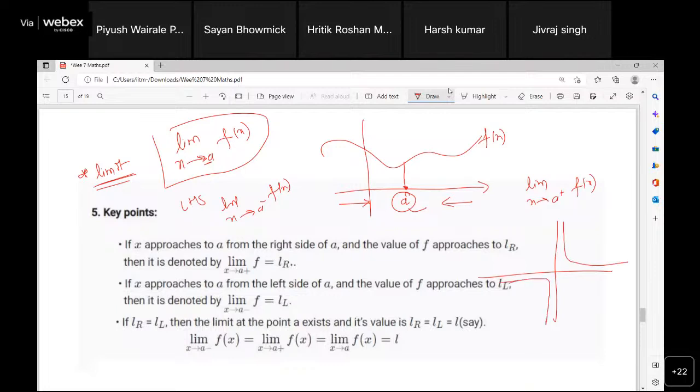Yes, sir. So now this is a graph of 1 by x. Now tell me, limit x tends to 0 of 1 by x. Does the limit exist or not?